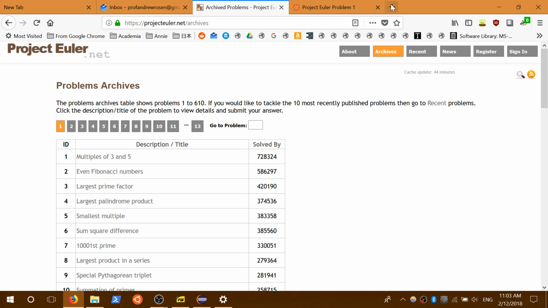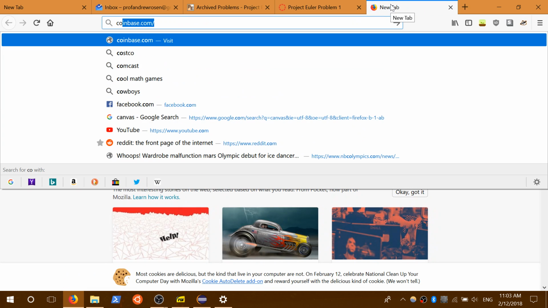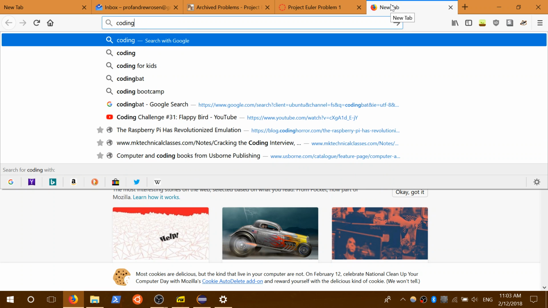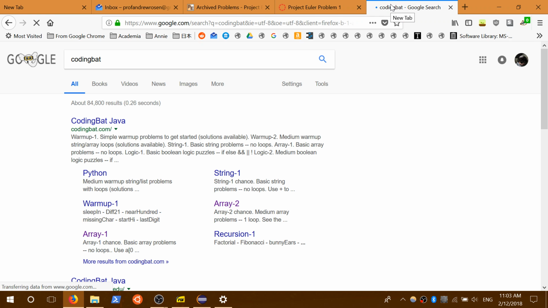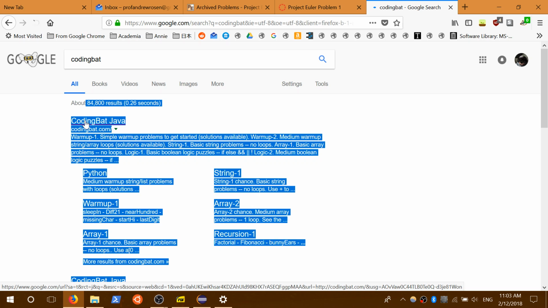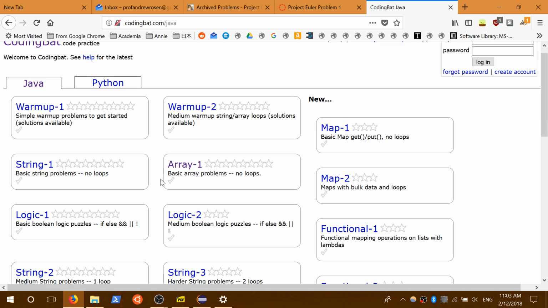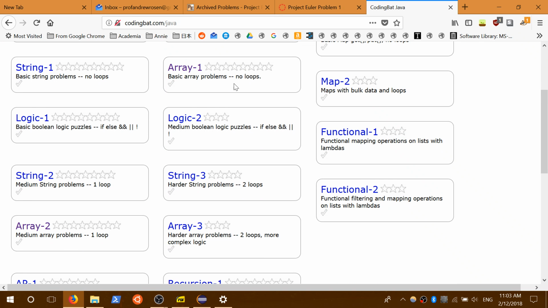Another good website for practicing your programming is CodingBat, which has a lot of exercises in Java that you can practice. So if you feel like you need additional practice, you're going to go to this website.